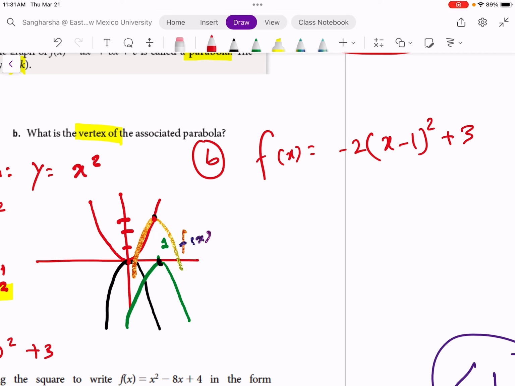So what is the coordinate for this point? Can you guess it? 1, 2. Do you all agree it's 1, 3? Okay, 1, 3.